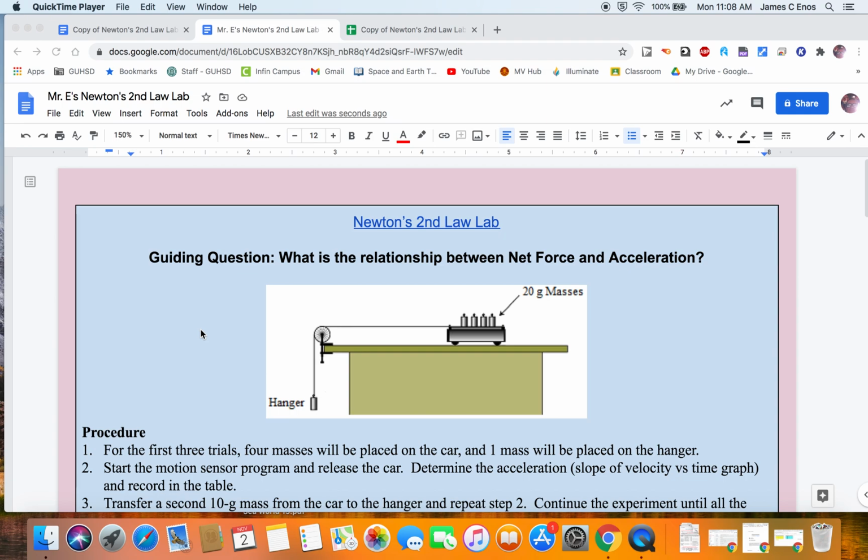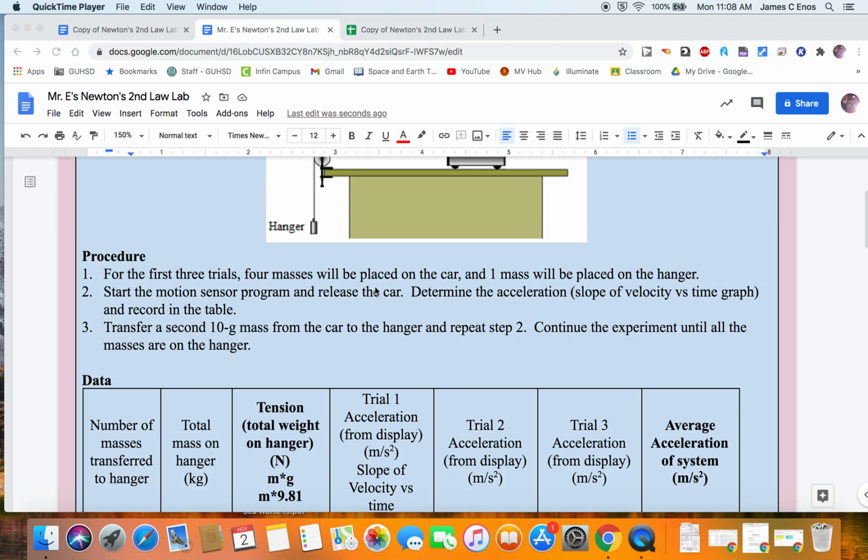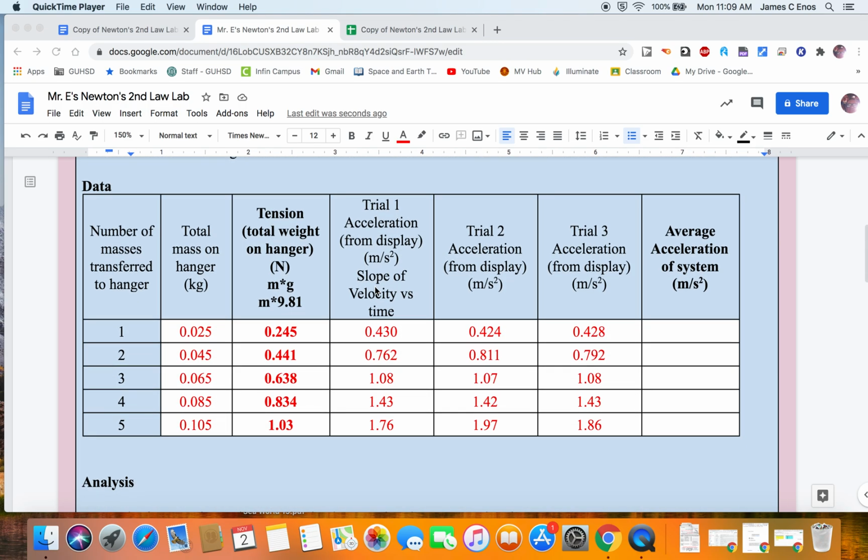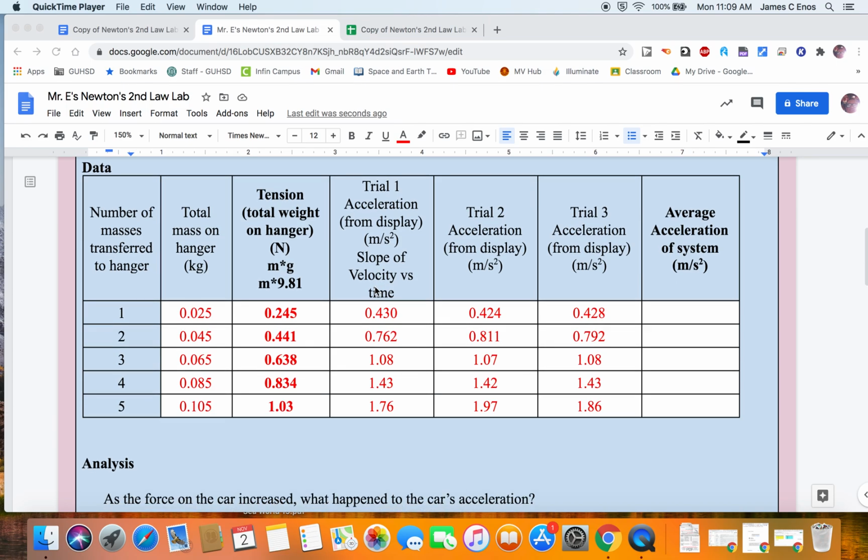In this Newton's second law lab, we are asked this guiding question: what is the relationship between net force and acceleration? So we have the procedure of what it is that we're going to do. We have the data that we collected that we got from the velocity versus time graphs. And we see that we have the total weight here that's taking the mass on the hanger times that 9.81.